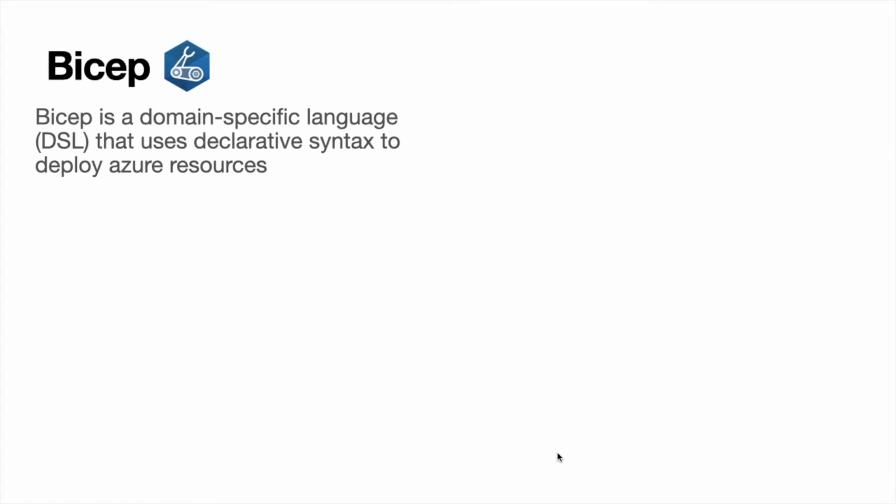Now into Bicep. And Bicep sounds cool. I don't know who came up with the name, but I like it. Maybe in future we'll have Tricep. Who knows? What is Bicep? It's a domain-specific language or DSL that uses declarative syntax to deploy Azure resources.